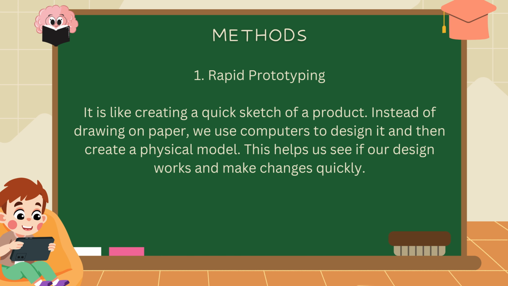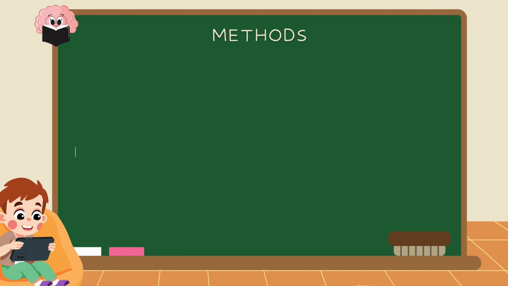Now, we are going to talk about the methods of agile manufacturing. 1. Rapid prototyping. It is like creating a quick sketch of a product. Instead of drawing on paper, we use computers to design it and then create a physical model. This helps us see if our design works and make changes quickly.